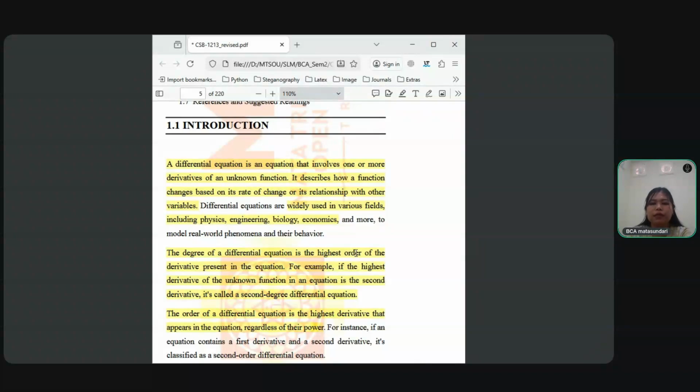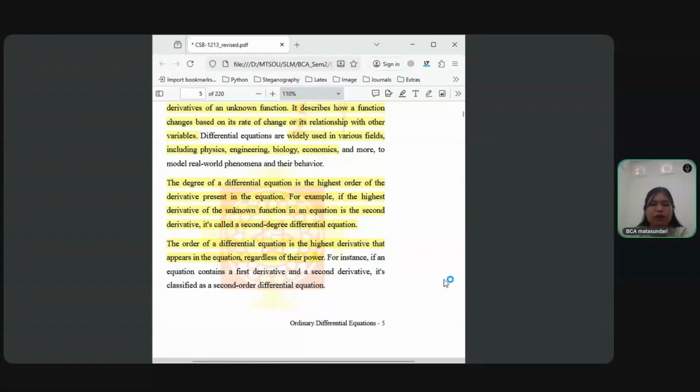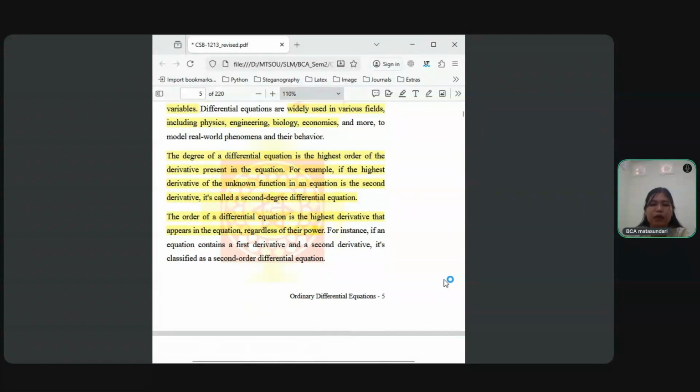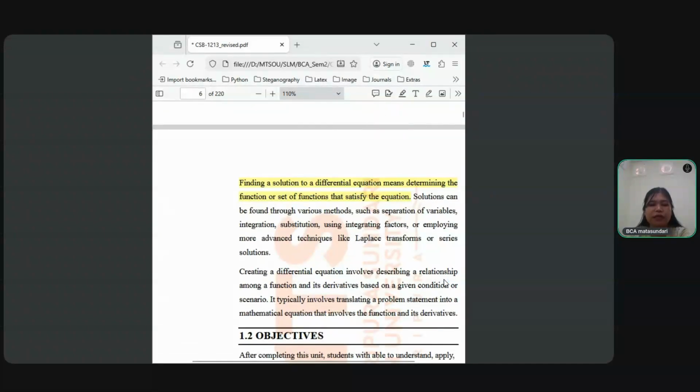Next, the degree of a differential equation is the highest order of the derivative present in the equation. For example, if the highest derivative of the unknown function in an equation is the second derivative, it's called a second degree differential equation. The order of a differential equation is the highest derivative that appears in the equation, regardless of its power. Finding a solution to a differential equation means determining the function or set of functions that satisfy the equation.